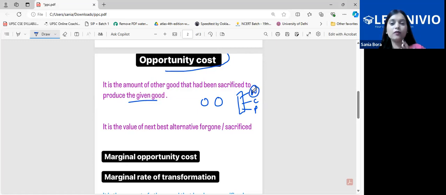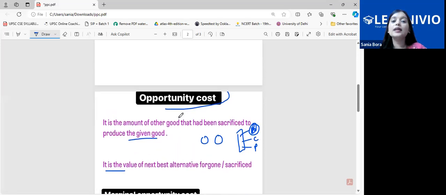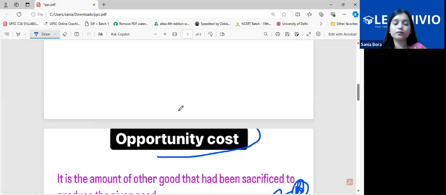This, for example, bed. So the other two, you sacrificed, right? So they are the opportunity cost. Clear? Or you can say it is the value of the next best alternative foregone or sacrificed. So the one which you are sacrificing, that is the opportunity cost. Clear? Let's take an example.